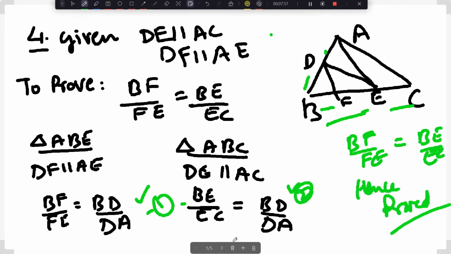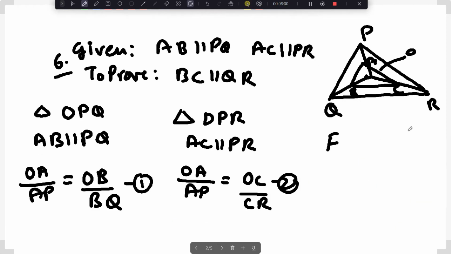Right? Let's move on to another question. Now here, this is a triangle and there's another triangle inside.